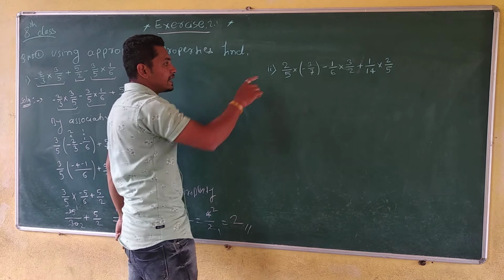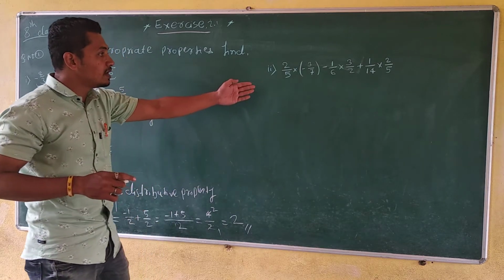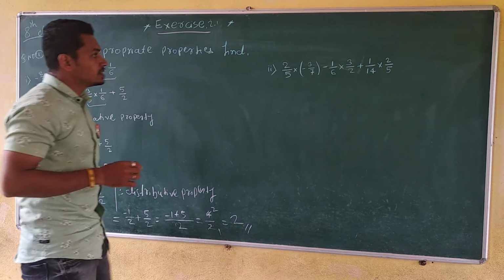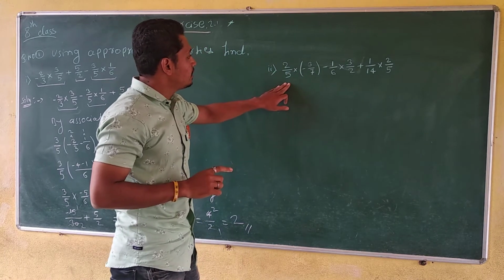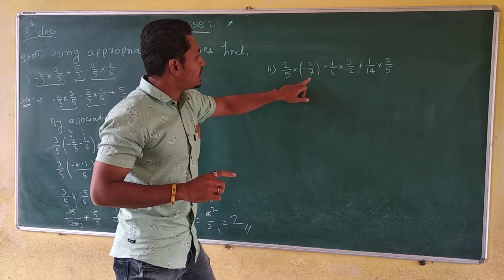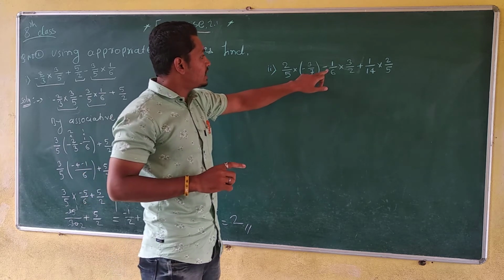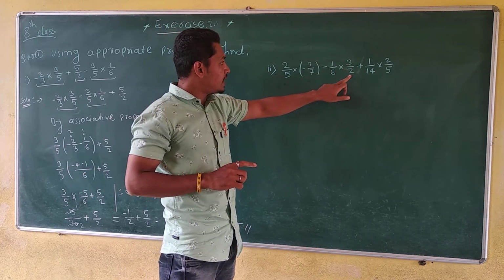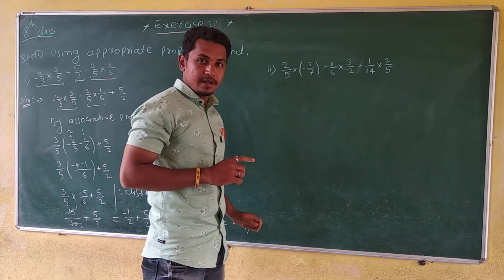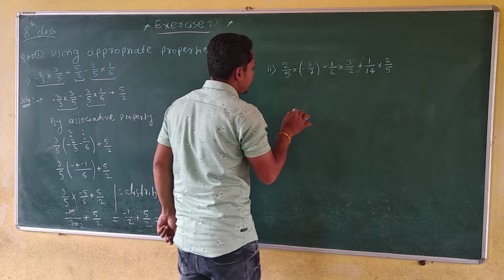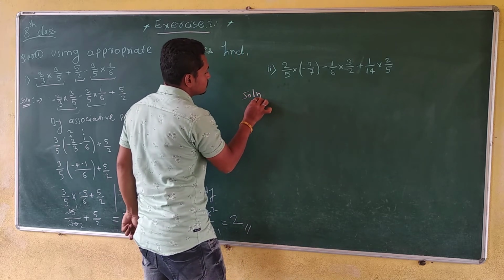Next, see here, the second example. It is also similar to the first one. See here: 2 divided by 5 into minus 3 divided by 7 minus 1 divided by 6 into 3 divided by 2 plus 1 divided by 14 into 2 divided by 5. Is it right? So now see here, solution.